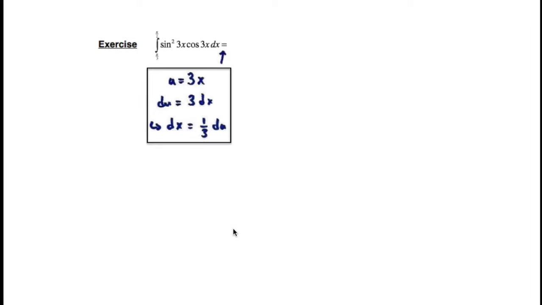Same thing here, even though we may recognize that this is the inside derivative of some kind of sine function, we're going to do it formally with a change of variable. U equals 3x, therefore du equals 3 dx, which means dx equals 1 over 3 du. So it becomes sine squared u times cosine u times 1 over 3 du.